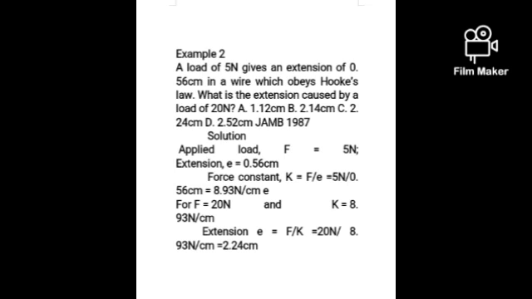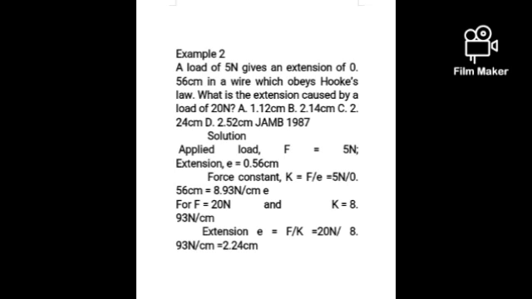Now for F is equal to 20 Newton and K is equal to what? 8.93. Now extension, from that we will make E the subject of formula to be what? F over K. So that your F is going to give you 20 Newton, then divided by K that you have been able to get where you divide F over E to give you 8.93. So now extension is F over K. F is 20 Newton while K is 8.93. So it's going to give you the new extension to be 2.24 centimeter. Now take it.